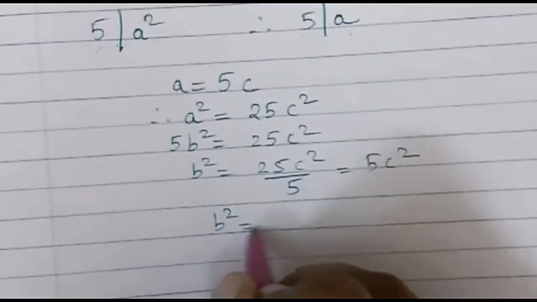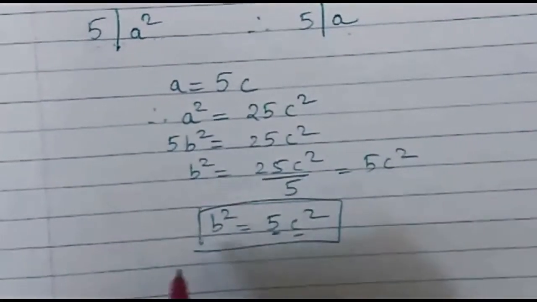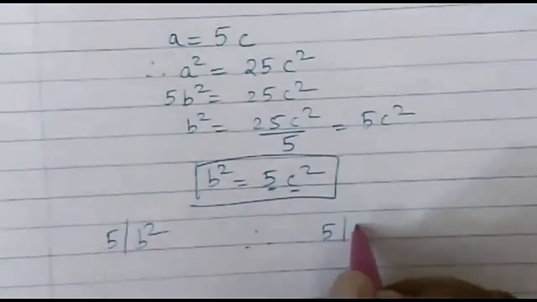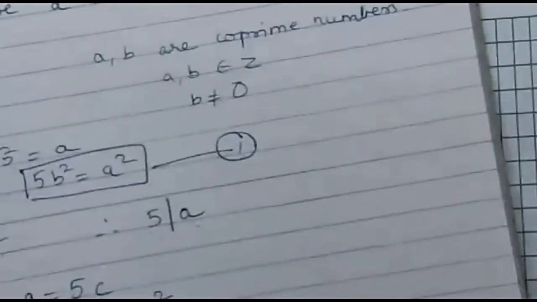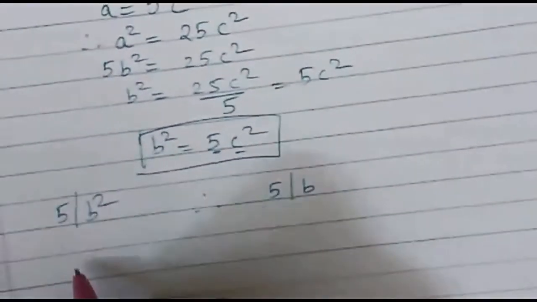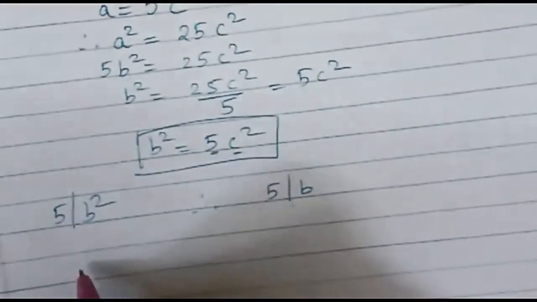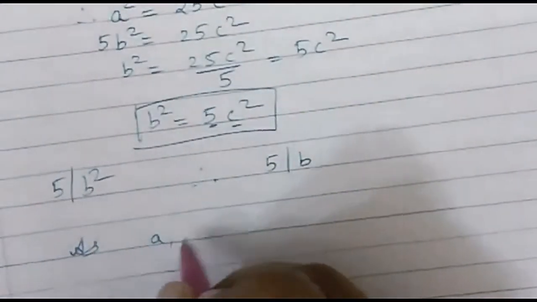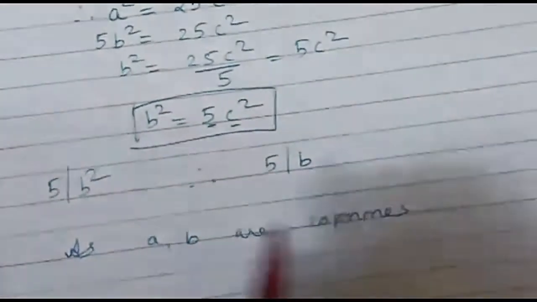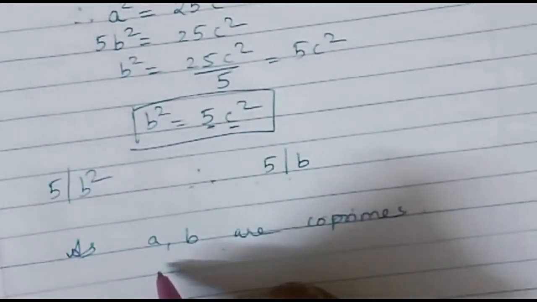So b square is again 5c square. So we can say 5 into any number is b square, which shows that 5 divides b square, and therefore 5 also divides b. Earlier we had got 5 divides a, and now we are getting 5 divides b. So can I say 5 is a common factor of a and b? Yes. But what we had supposed was that a and b are co-primes. As I explained the meaning of co-primes, they should not have any common factor other than 1. So here a and b are divisible by 5.